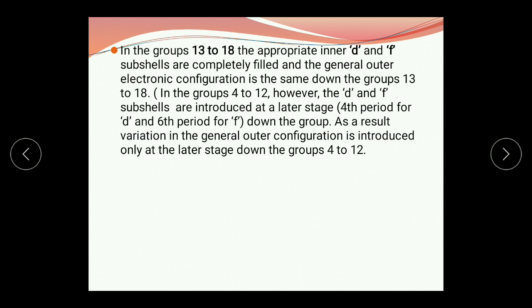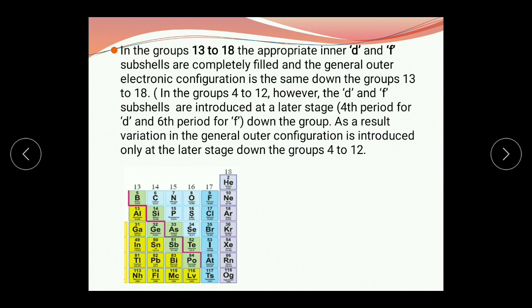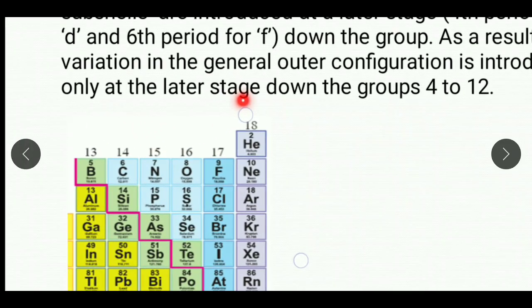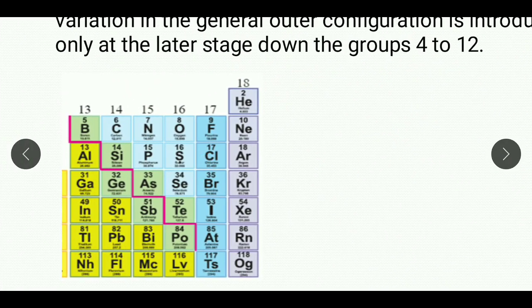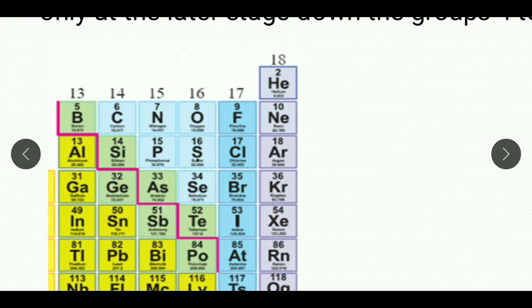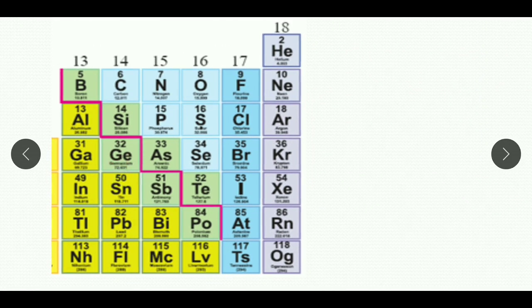First, the d and f subshells, which are (n-1)d and (n-2)f, are completely filled, and the general outer electronic configuration is the same down the group 13 to 18. So, if we write the electronic configuration of the elements in group 13 to 18, it will be almost the same outer electronic configuration. For example, we will take the 13th group, boron, atomic number 5.